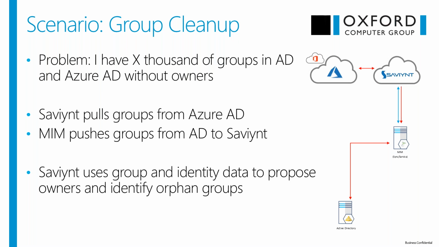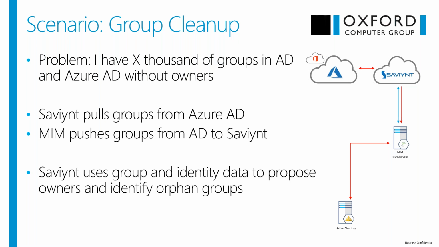So when we connect Saviynt Express to MIM or directly to Active Directory, if MIM isn't in the picture, we can push these groups into Saviynt or pull, depending. I was thinking of MIM, so MIM is a push operation, but if we're using just Saviynt with its Active Directory connector, it's a pull. And then once they're in Saviynt, those groups can be analyzed, and Saviynt can propose owners for those groups. Again, we're using the identity analytics information to do that.